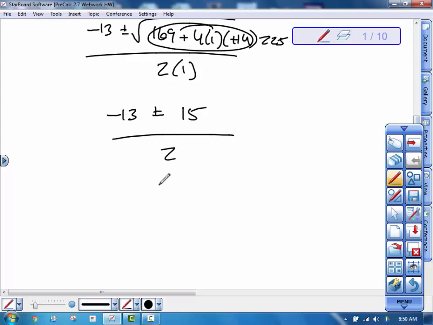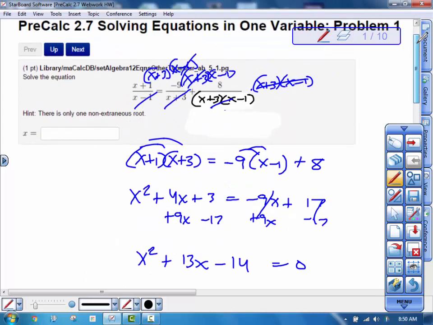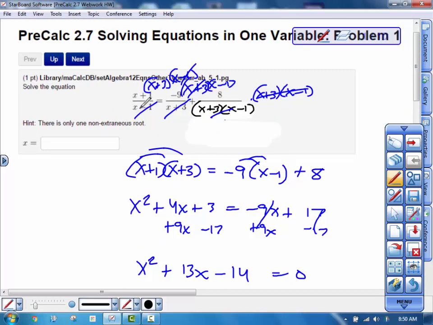We have negative 13 plus 15, which is 2 over 2, which is 1. And we also have negative 13 minus 15, negative 28 over 2, which is negative 14. So we have 1 and negative 14. Now, 1 does not work. And the reason we know 1 doesn't work is because if you plug in 1 right there, you're going to get an undefined value for your answer. So we need to try negative 14.